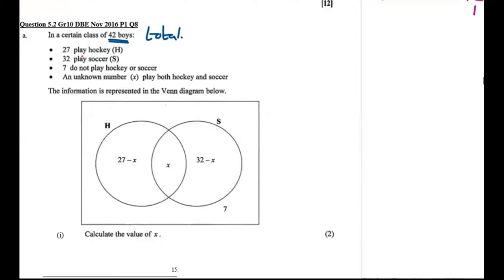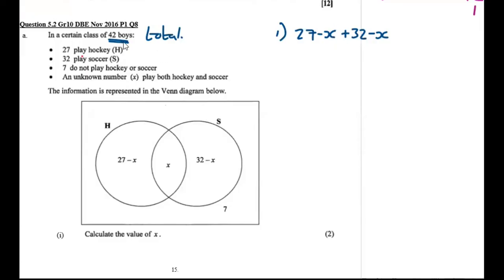Ma'am, could we make an equation? Brilliant. What equation do you want to make? Because it depends what equation you want to make. I think 27 minus X. I'm not sure if it's you plus the 32 minus X. Okay, well, tell me what you're trying to do. Make them all equal 42.